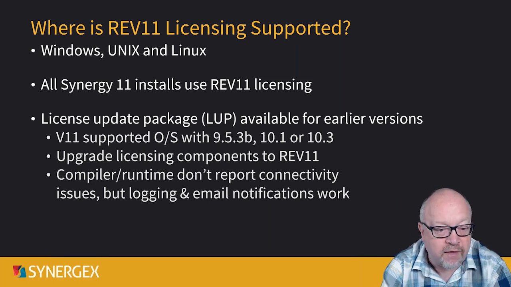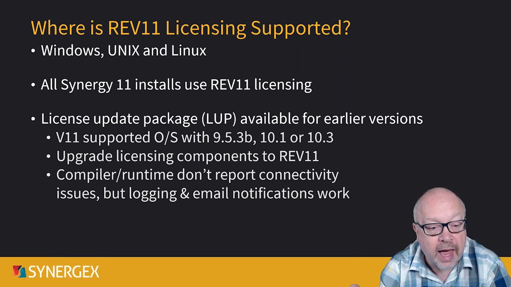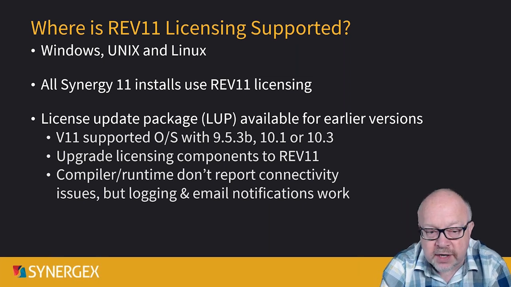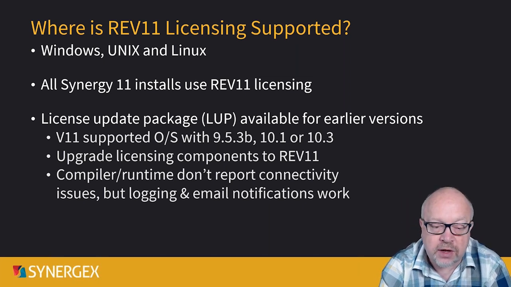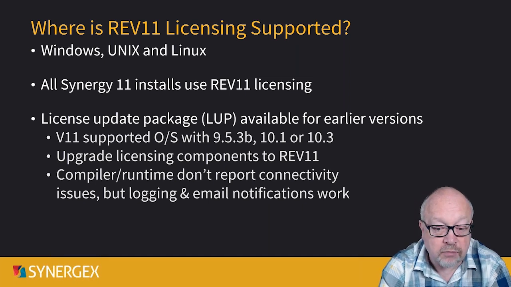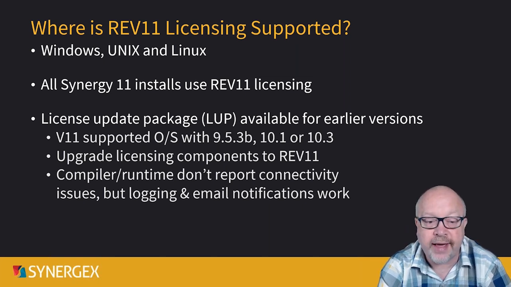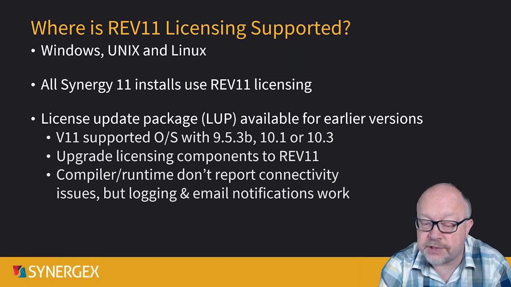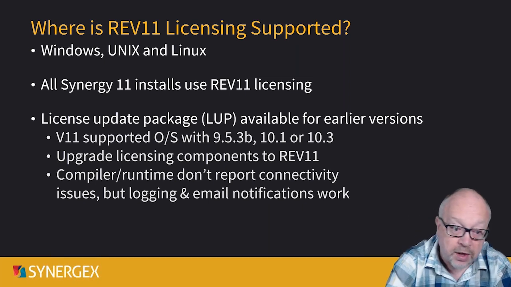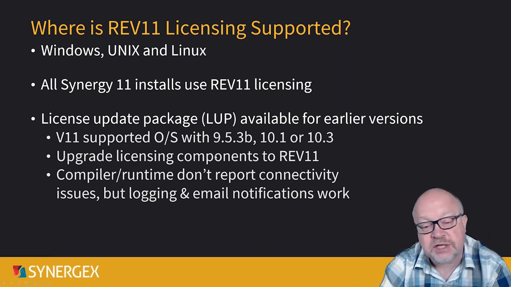So if you have one of those qualifying systems, then you need to opt into REV11 licensing and use the license upgrade package. Basically, everything will work the way I've already described, with one exception, which is the compiler and runtime in those older versions do not have the code to report the connectivity issues. So if the licensing environment ever gets so far as going into the forced expiration period, you will not see those 2-second delays and the warning messages on the runtime when you run up an application, because the older compilers and runtimes in those versions did not have that code at the time, and they're not replaced by LUP.